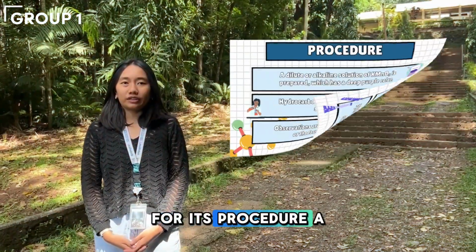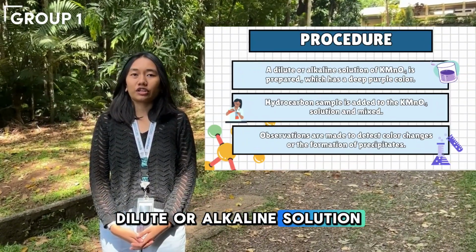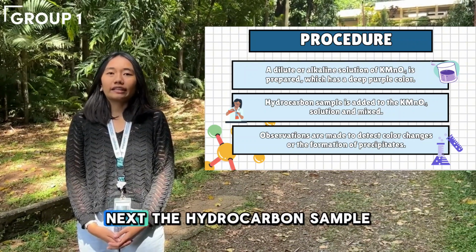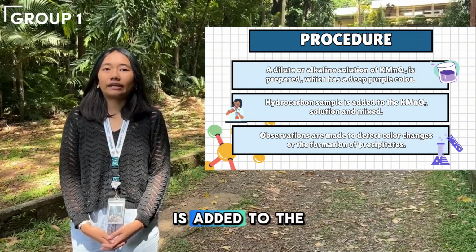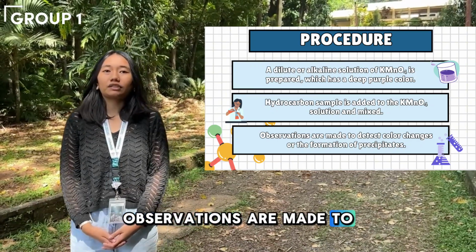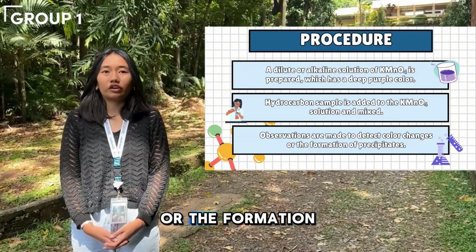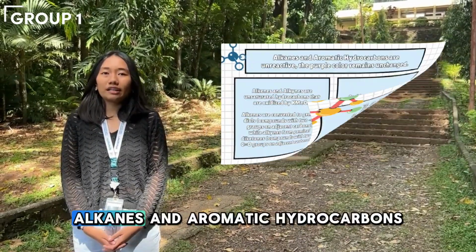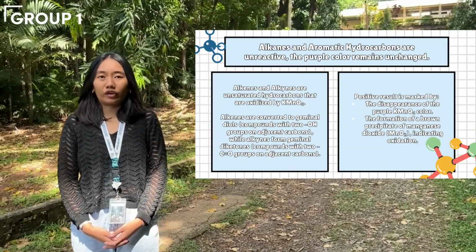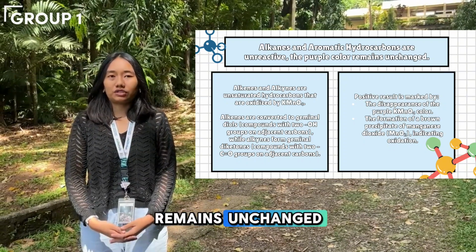For each procedure, a dilute or alkaline solution of KMnO4 is prepared, which has a deep purple color. Next, the hydrocarbon sample is added to the KMnO4 solution and mixed. Observations are made to detect color changes or the formation of precipitates. Alkanes and aromatic hydrocarbons are generally unreactive with KMnO4, so the purple color remains unchanged.